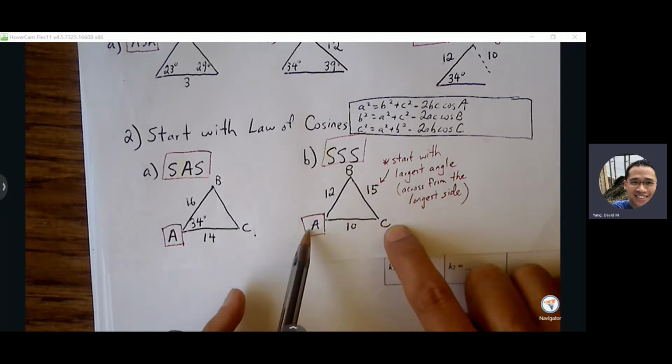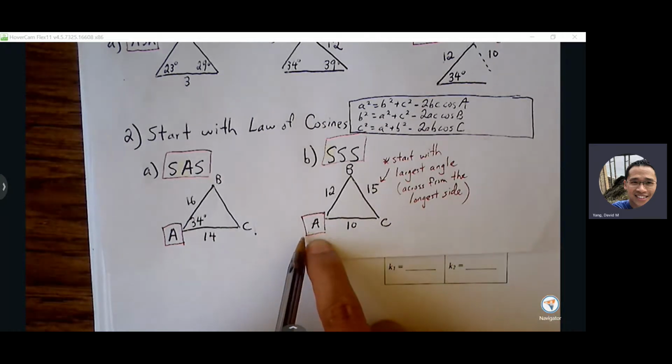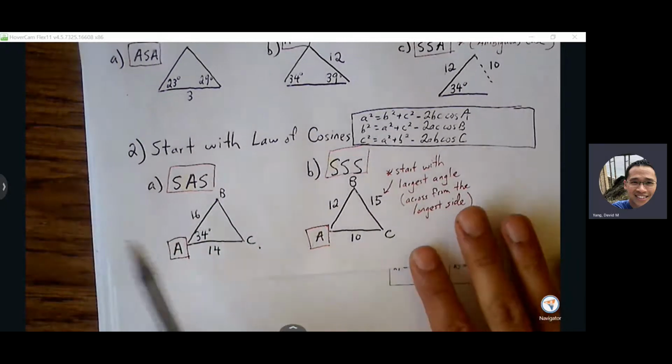So whatever the longest side is, that's going to tell you where to start. That's going to tell you which formula to use for law of cosines. Okay. And the other type is side angle side.